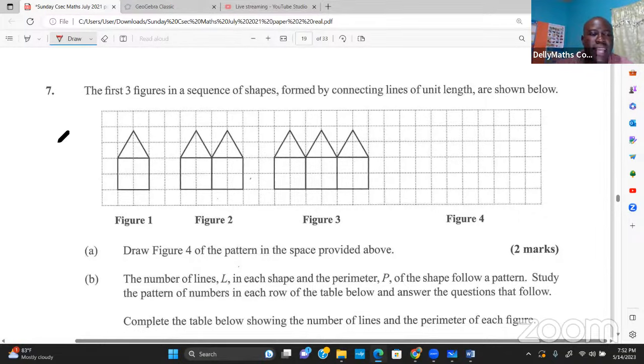Now, this question comes every year. The topic for it is observation. And lately, what I try to do is to do my best to give you the best way out. Patterns, sequence, observation. So we want to take a good look at this to see what's going on. It says the first 3 figures in a sequence of shapes formed by connecting lines of unit length are shown below.